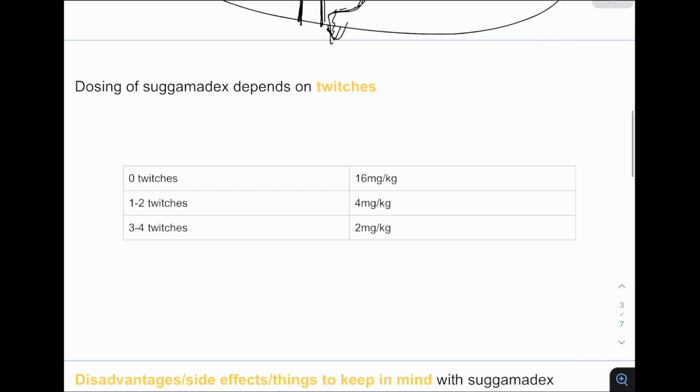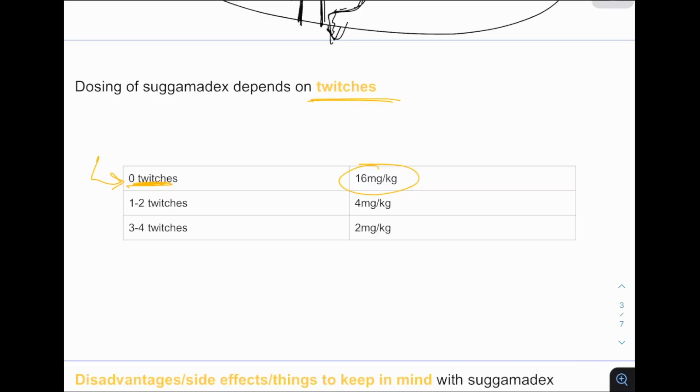So next, for dosing of Sugammadex, this is also very much tested, and dosing of Sugammadex is based on the number of twitches for a patient. So a patient who received maybe a massive dose of rocuronium, or had an RSI dose and now the surgery is over a little too quickly and may have zero twitches. For this patient, you always want to give 16 milligrams per kilogram.